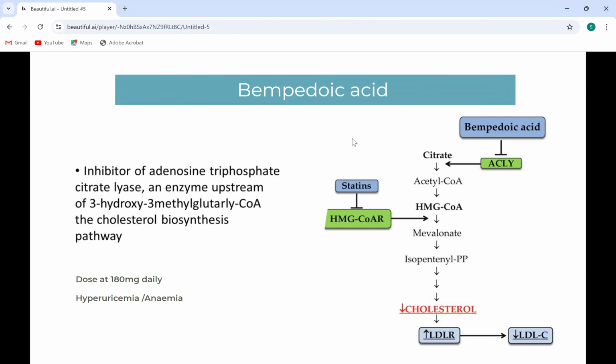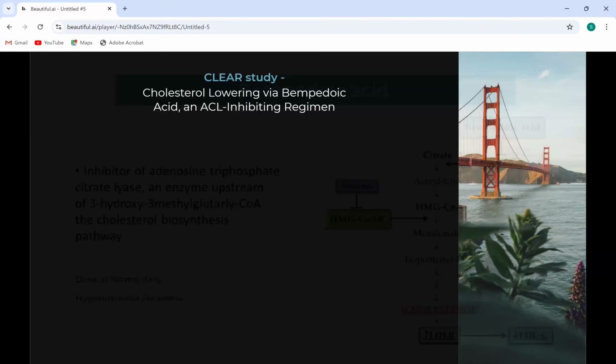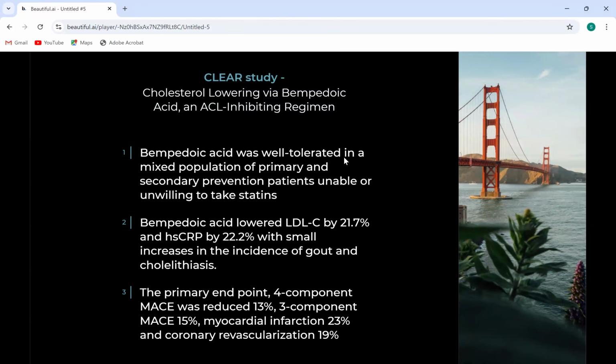I have had personal experience using this, and the results are quite promising, because there's this clear study which basically came in not too long ago. This was used in patients who cannot tolerate statins. So they checked whether giving bempedoic acid, apart from reducing the LDL level, actually has a benefit in preventing cardiovascular disease? And the results were quite promising.